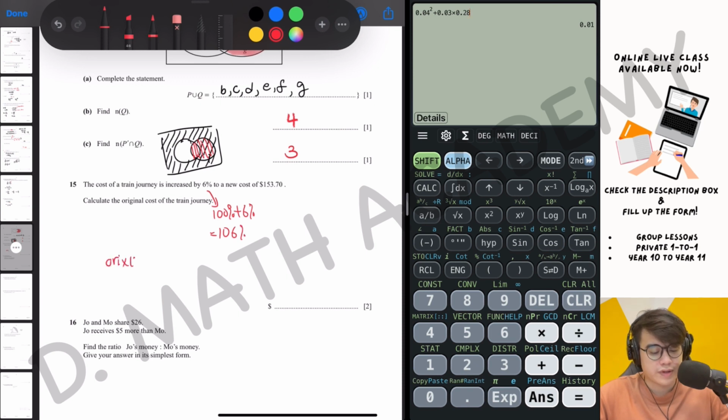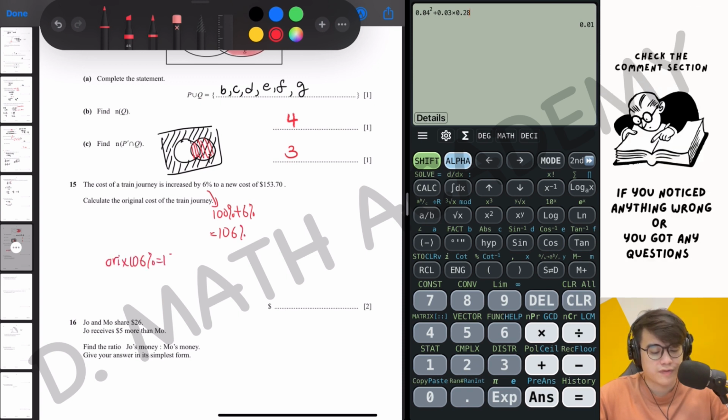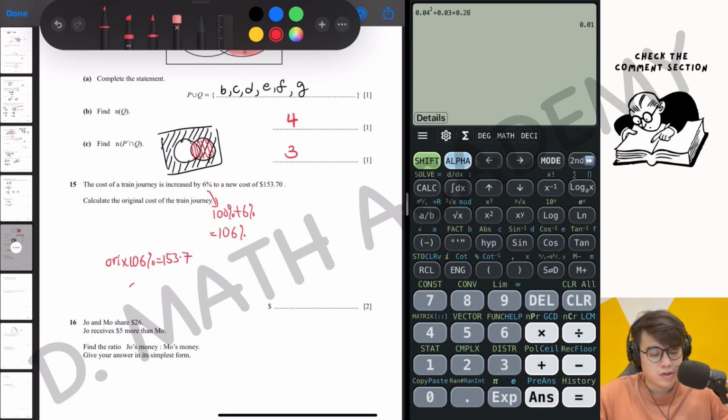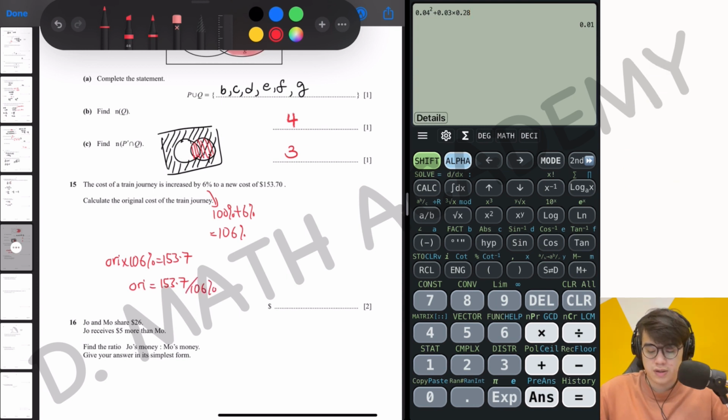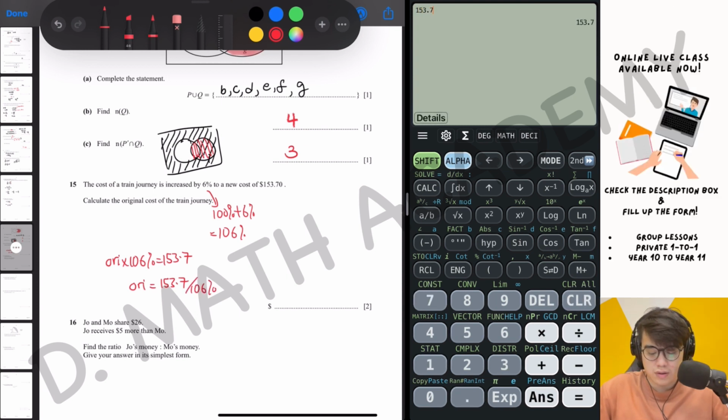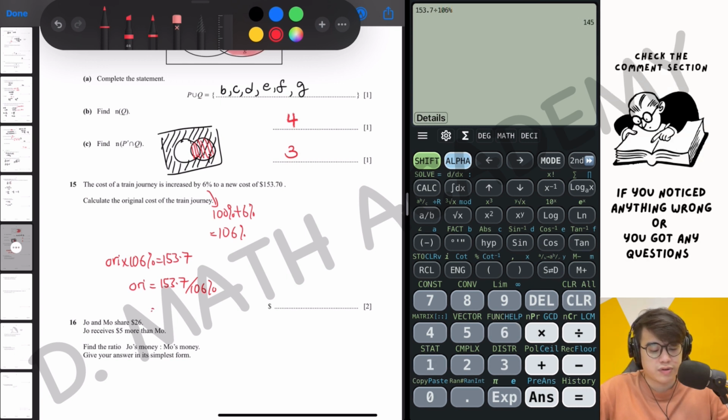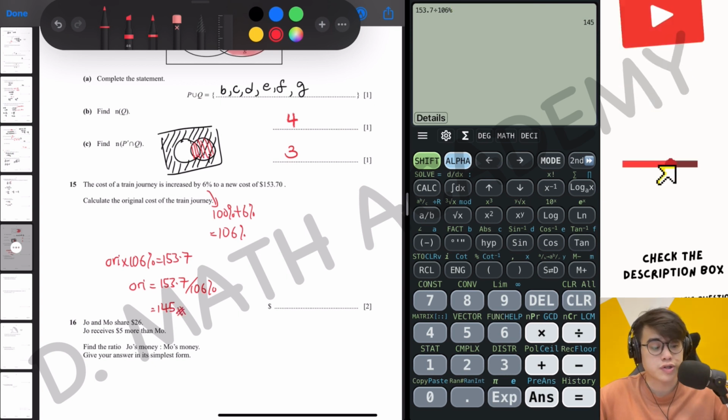Original times 106% would become 153.7. So to find your original, you take 153.7 divided by 106%. You'll be able to get your result, the original price, as 145. That's how you sort out question 15 here.